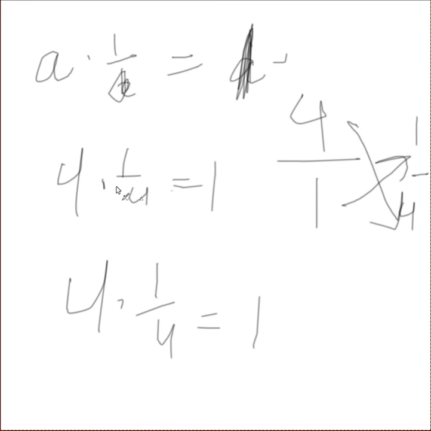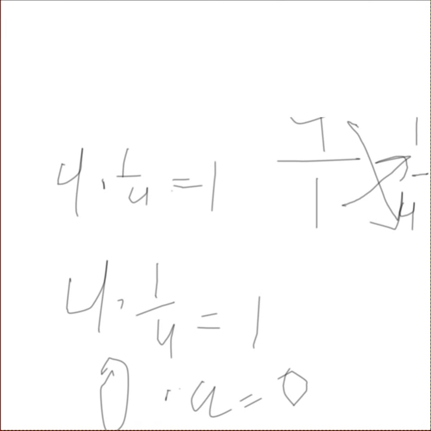And 0 does not have a reciprocal, because 0 times anything is 0. You can't multiply something by 0 and get 1. So 0 does not have a reciprocal. So yeah, don't get confused by that.